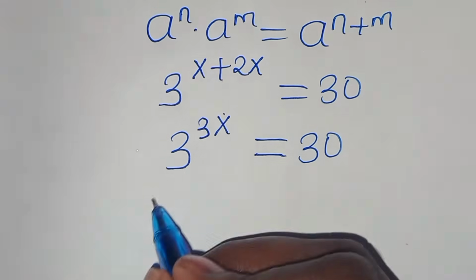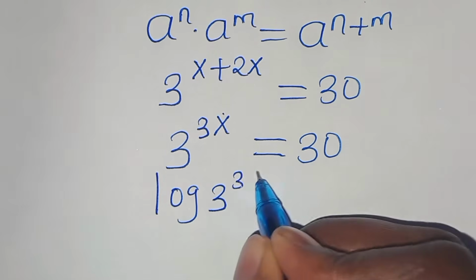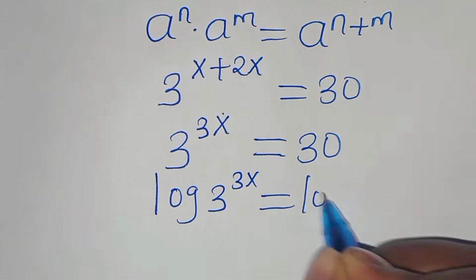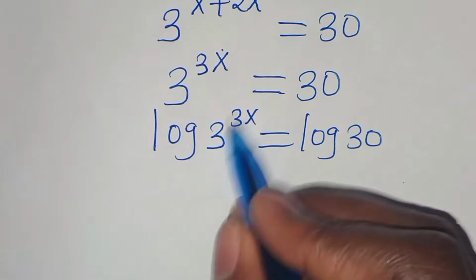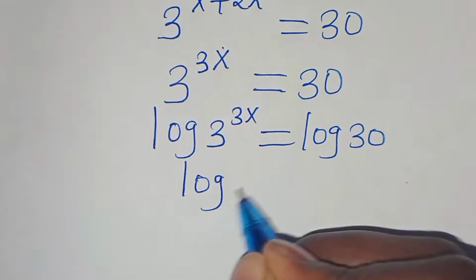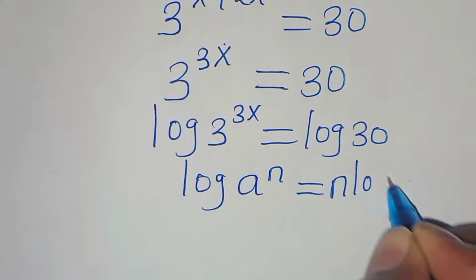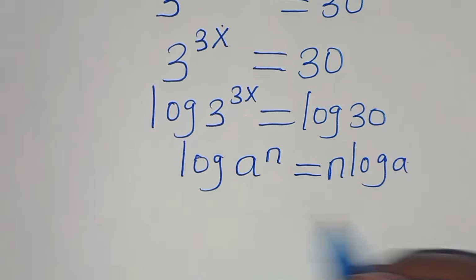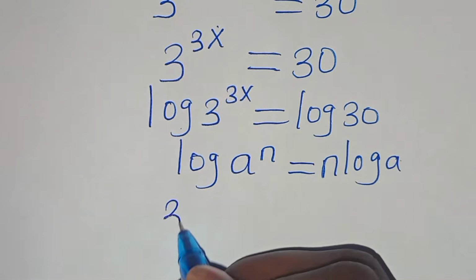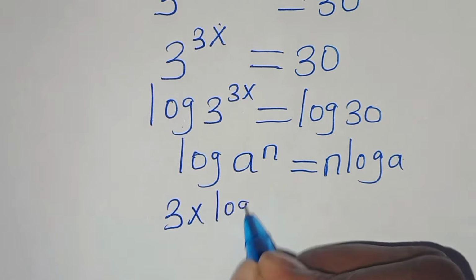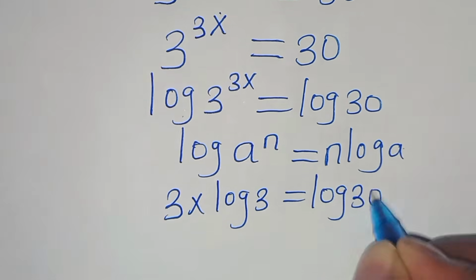To solve for the value of x, we introduce logarithm on both sides. We have log 3 to the power of 3x, this is equal to log 30. Now, log 3 to the power of 3x is in the form of log a to the power of n, which we can express as n log a. Applying this power rule property, then log 3 to the power of 3x becomes 3x log 3. This is equal to log 30.